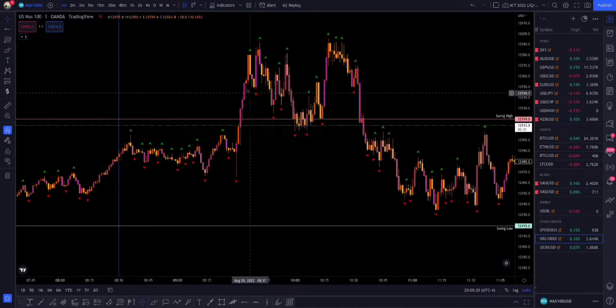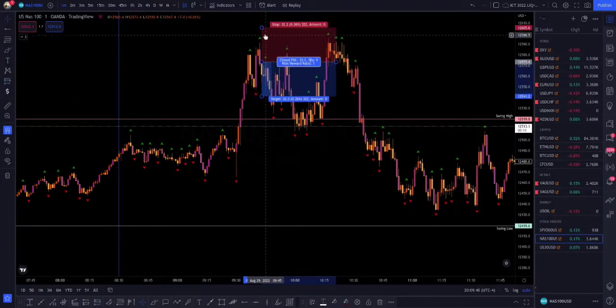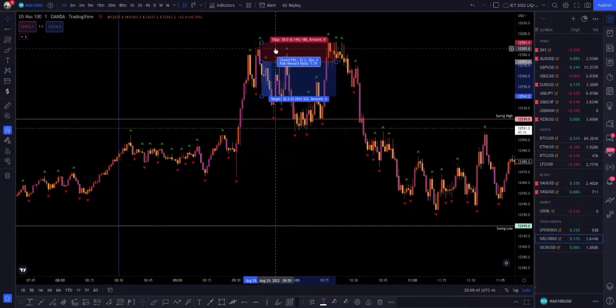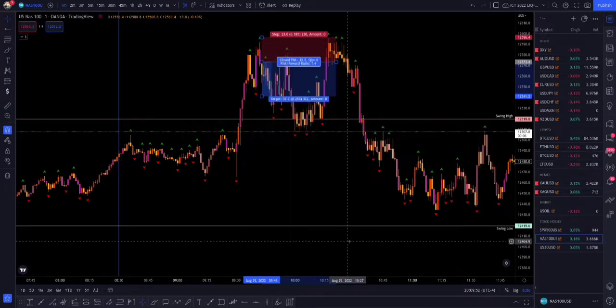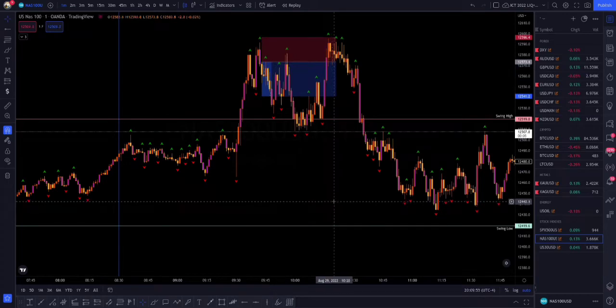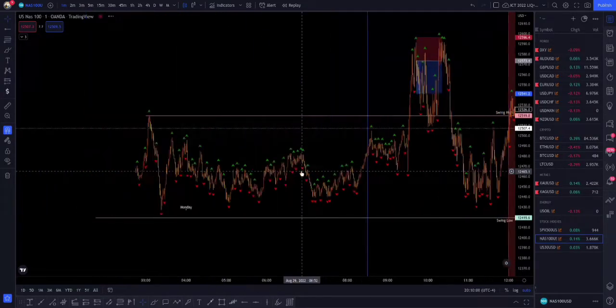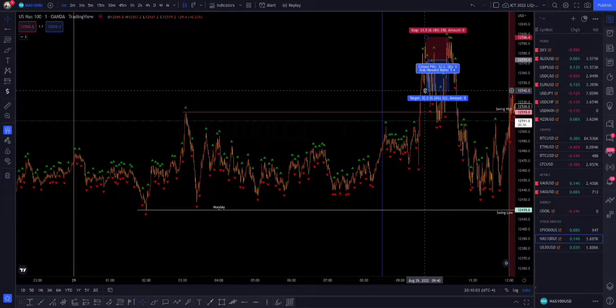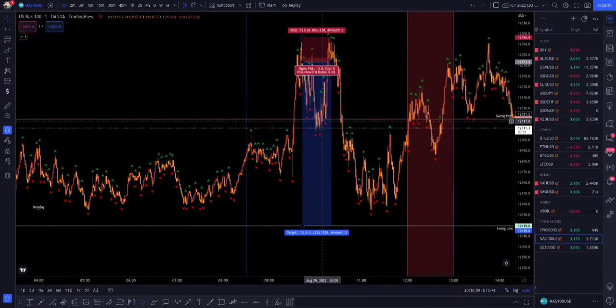So this broke and I saw this imbalance and I did get in. I always set my stop loss at the swing high or swing low, and I add 5 pips to it. That's usually my stop loss. And I was actually targeting down here.